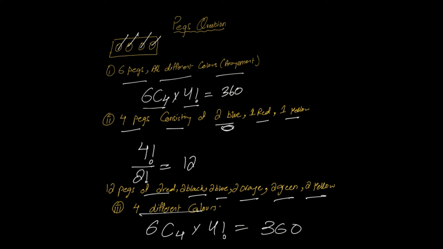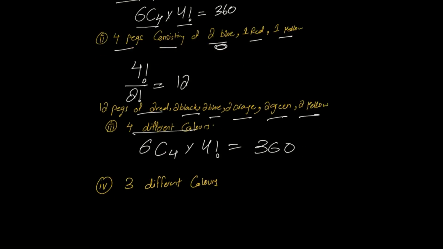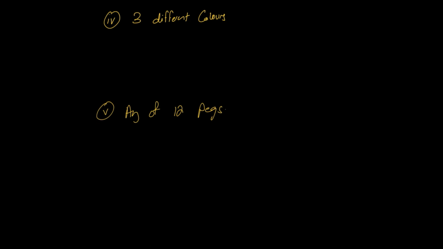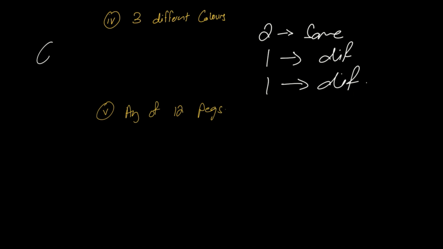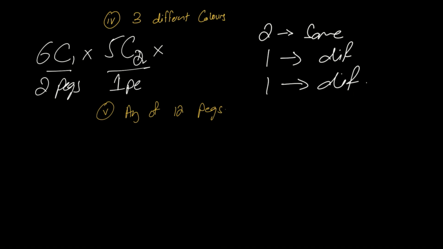Okay, now let's move forward to the next part of this question. Okay, so in this they say 3 different colors. So what people normally do is, 3 different colors means that two are of the same color, one is of a different color and another one is of a different color. So what you do here is you select one of them to have 2 pegs, and then you select 2 of them to have 1 peg, and then you can shuffle them in 4 factorial ways, but because 2 of them are the same, you divide it by 2 factorial.